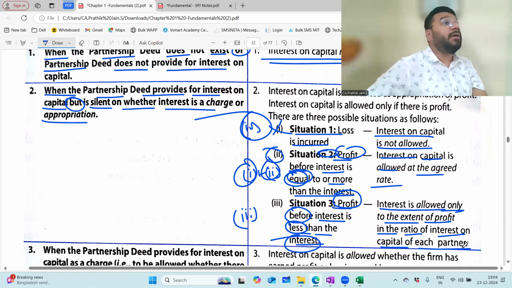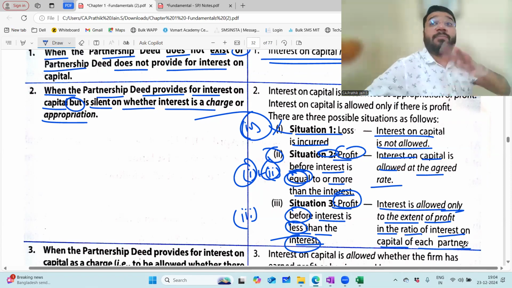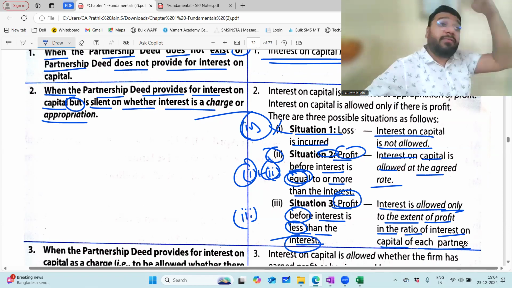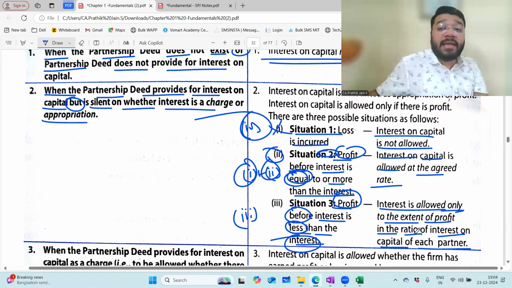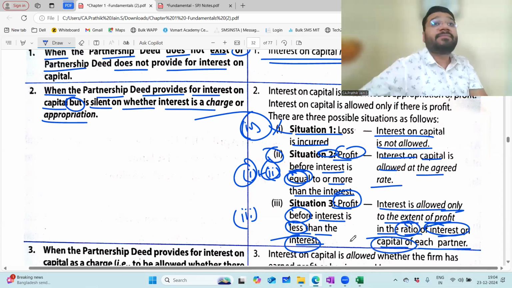So you said, in the case when the profit is less, item of appropriation is more, you have to distribute in the ratio of appropriation. But here, what are they telling? They're telling us to distribute in the ratio of interest on capital.